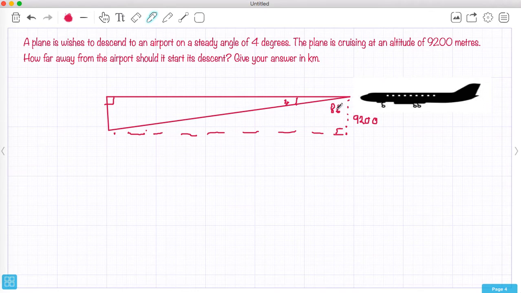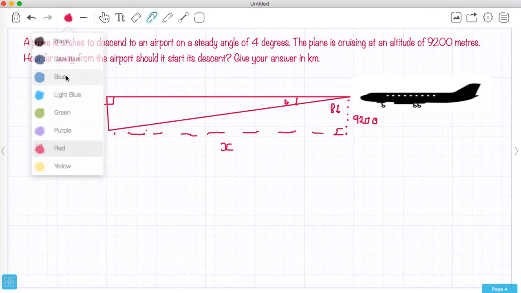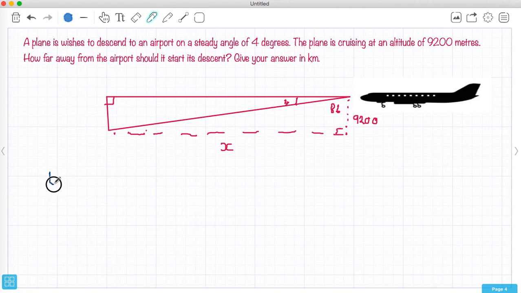So again, let's look at this. We've got 86 degrees, 9,200, and we've got this one, which is x. So from this angle, we've got opposite and adjacent. So we're going to pick tan. Let's do the working out in a different colour. So I'm going to say that tan 86 equals opposite, which is x, divided by adjacent, which is 9,200. So x equals 9,200 tan 86.